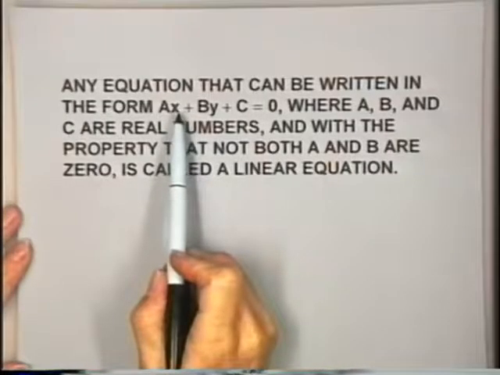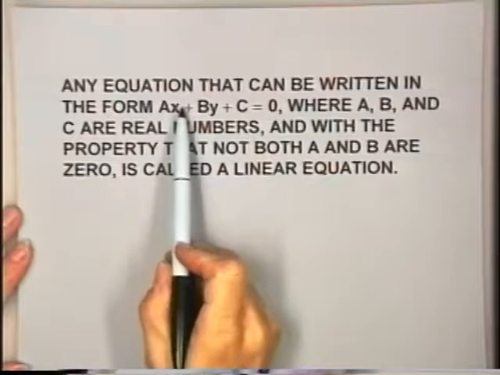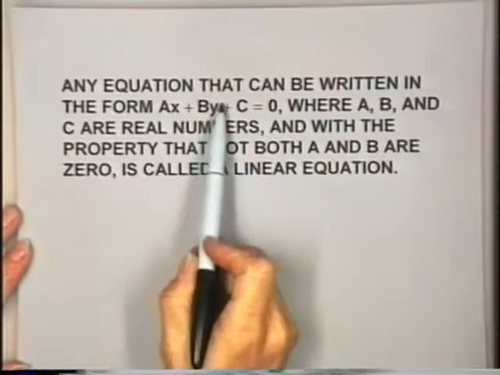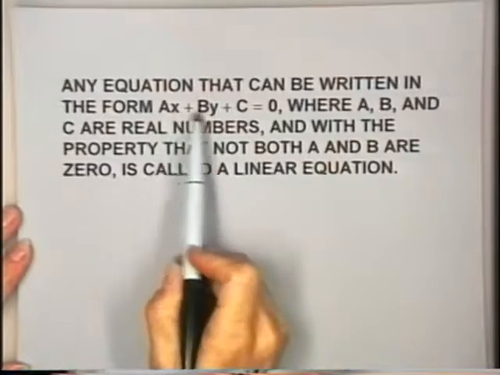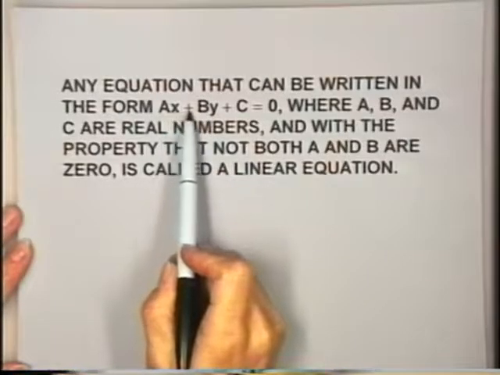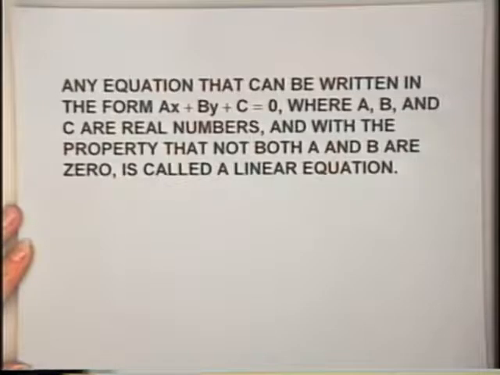Notice the important part again for linear equations is that your x is to the first power, your y is to the first power, and the x and y are in separate terms. In other words, they're separated by a plus or a minus sign. We do not have x and y appearing in the same term together.